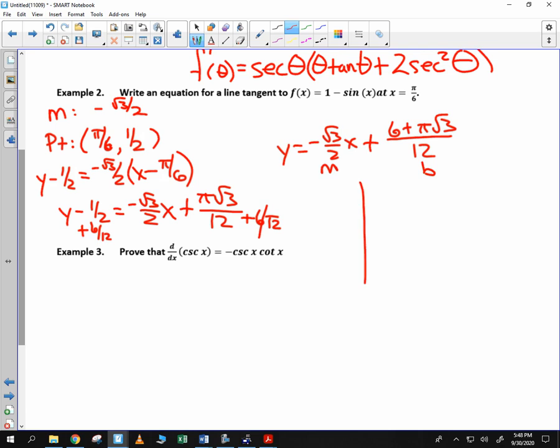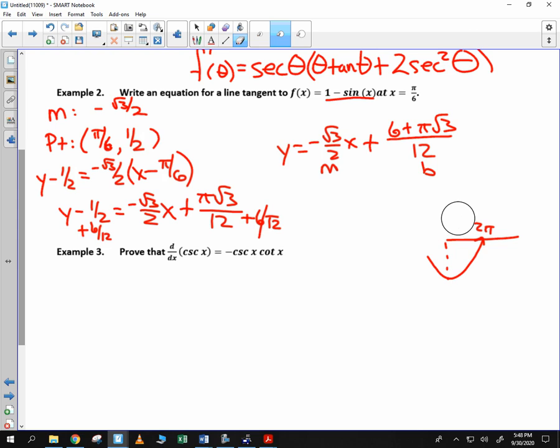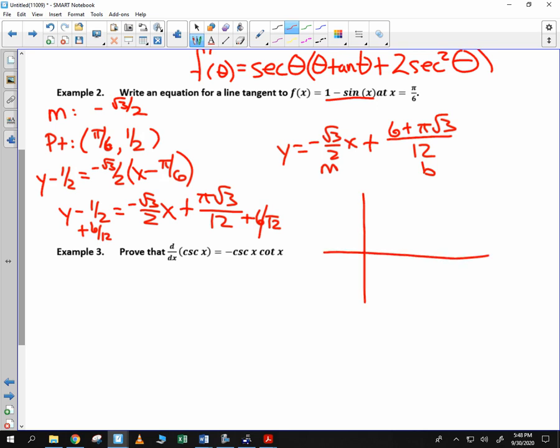So if you want to check your answer a little bit, if I were doing this problem, I'd be looking at a graph of 1 minus sine of x. I know you remember that the graph of sine of x looks like that, where this is pi over 2, this is pi, this is 3 pi over 2, this is 2 pi. So if we're doing 1 minus sine, it's going to be shifted up 1 unit, and instead of going up, it's going to go down. So that's my graph.